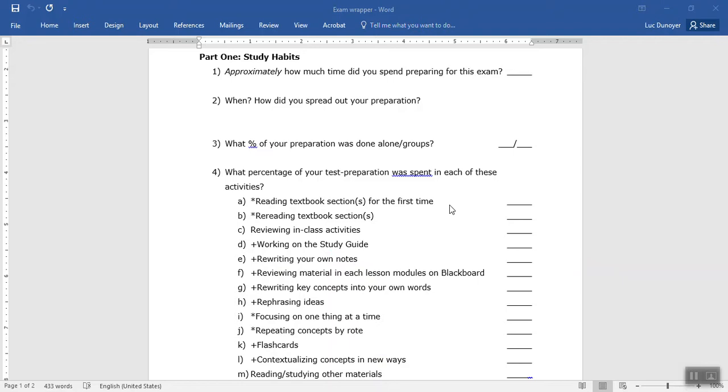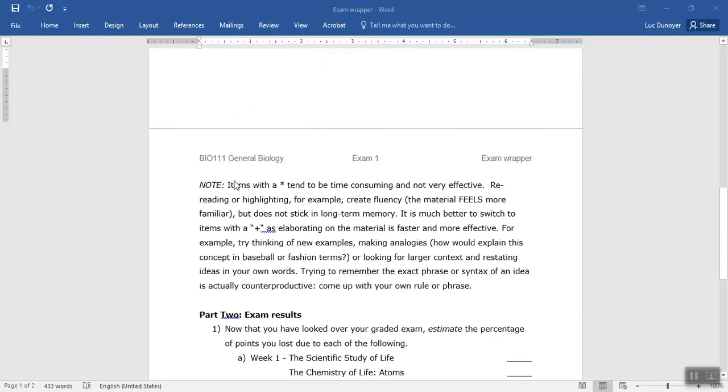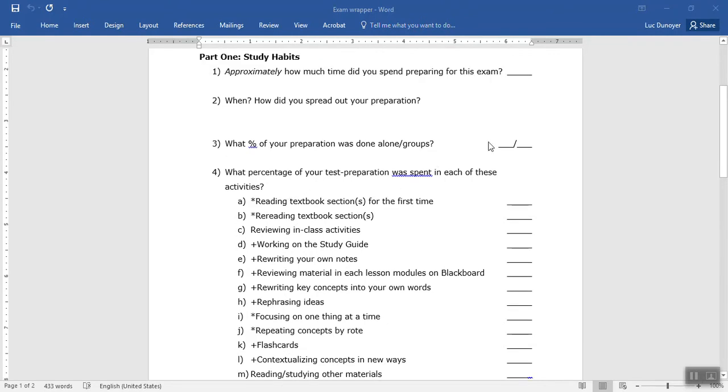So this is the part one wrapper that you can see here on your screen. Hopefully this is still recording. Yes, okay. So, the part one wrapper here. I want to emphasize a little bit those questions and why it was important to take it in order. You'll notice that on the top of page 2, you have the key of what was a good studying technique and what was not an optimal studying technique. Everything with a plus is good, everything with an asterisk is bad. Not optimal, really not that useful.